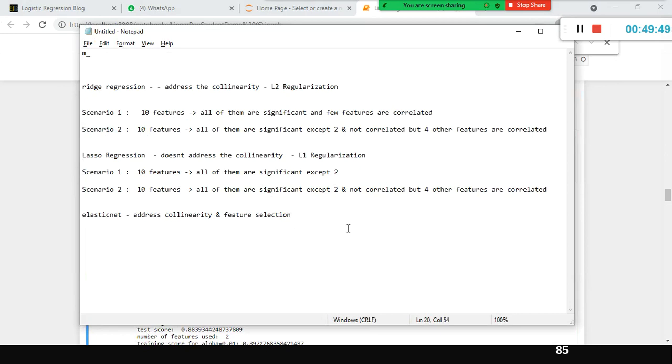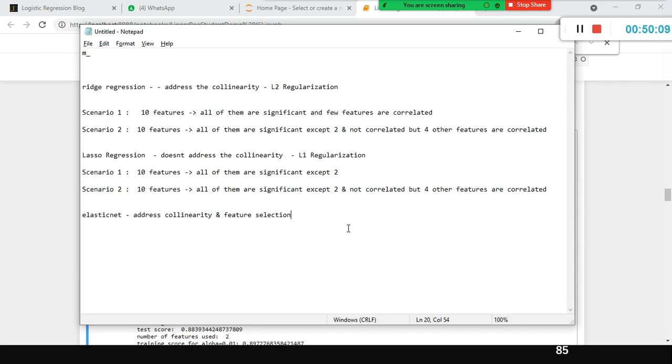Ridge regression is helpful in terms of addressing the multicollinearity, whereas it is not helpful in doing the feature selection. That is the drawback of ridge regression. It blindly includes the insignificant features while it is addressing the collinearity.